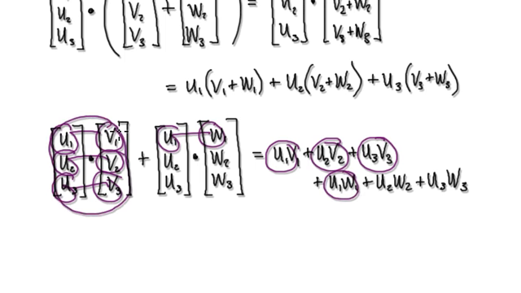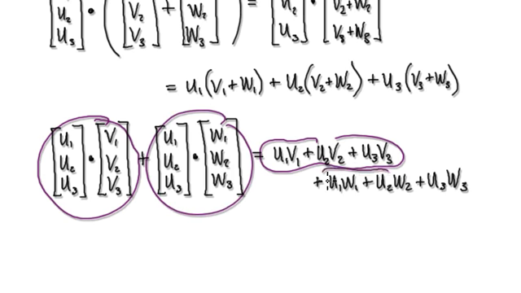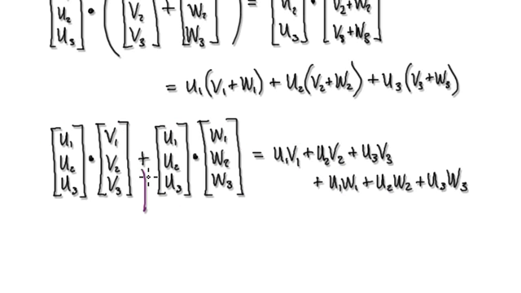Now don't forget, this whole thing here will become this whole thing here. Well, this whole thing here is just a number, and then we've got to add it with this times this, and then this times this. So u dot v will be a number, and u dot w will be a number, and then add the two numbers together, because it's saying add the two numbers together.